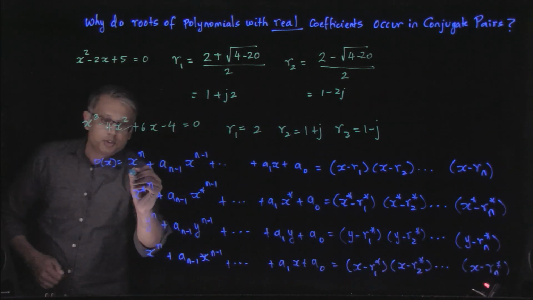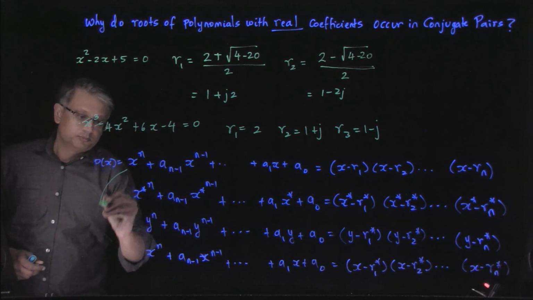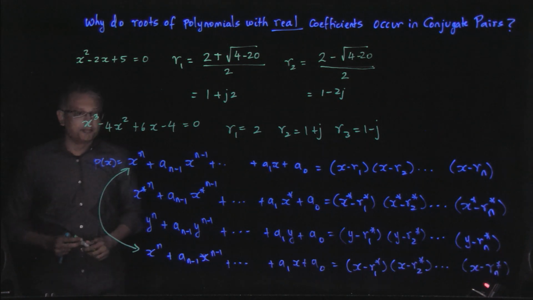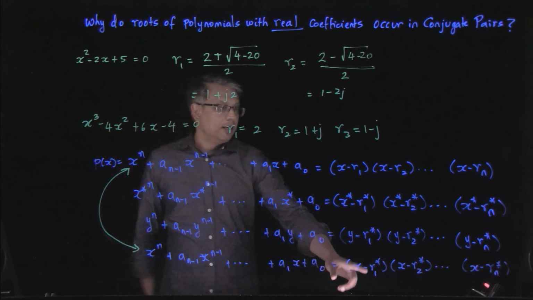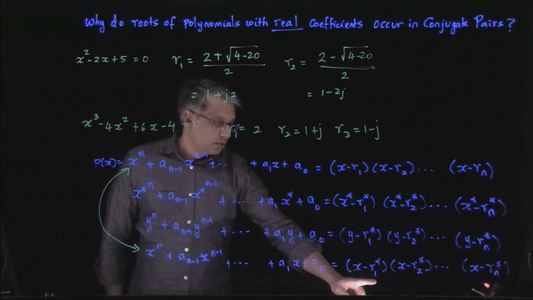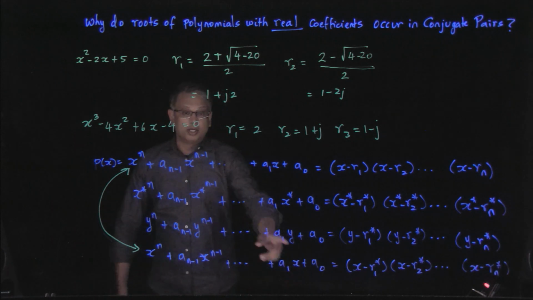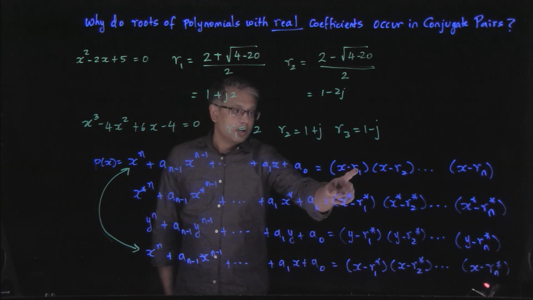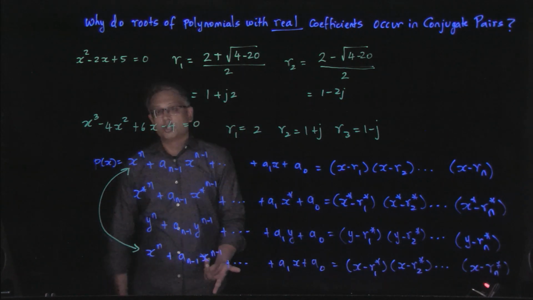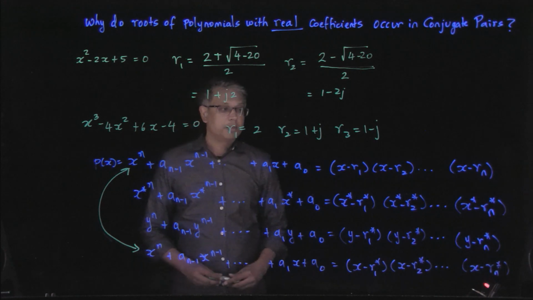Notice that the first and last equations are exactly the same. But on the right hand side, the roots of these equations are r1 through rn, whereas the roots of this equation are r1 conjugate through rn conjugate. So that tells you if r1 is a root of this equation, r1 conjugate is also a root of this equation. In other words, roots occur in complex conjugate pairs.